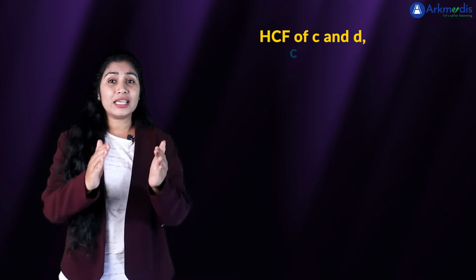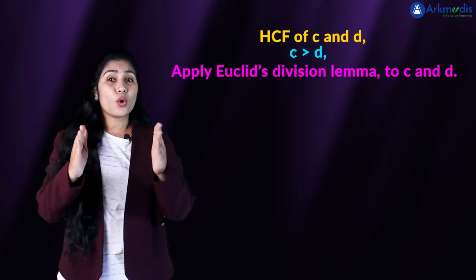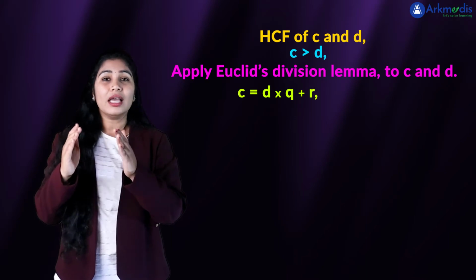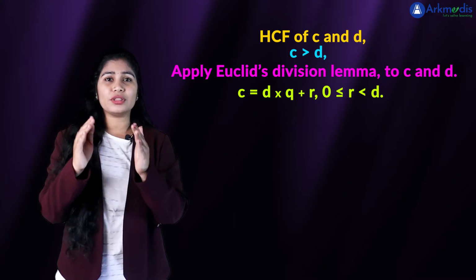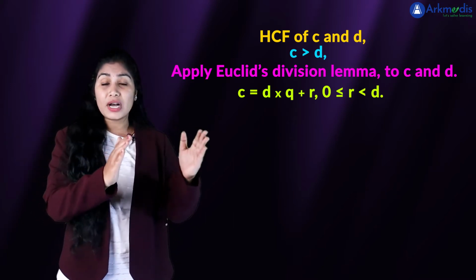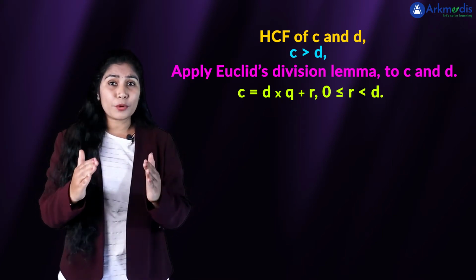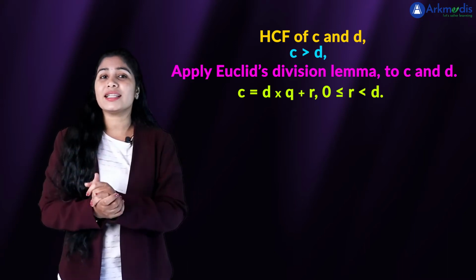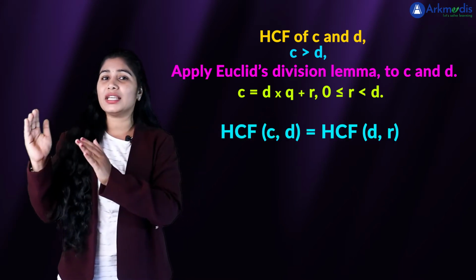Obtain the H.C.F. of two positive integers, say C and D, with C greater than D. Apply Euclid's division lemma to C and D. So, we find whole numbers Q and R such that C equals D into Q plus R. Here, 0 less than or equal to R less than D. If R equals 0, then D is the H.C.F. of C and D. If R is not equal to 0, apply the division lemma to D and R. Continue the process till the remainder is 0. The divisor at this stage will be the required H.C.F. This algorithm works because H.C.F. of C and D equals H.C.F. of D and R.